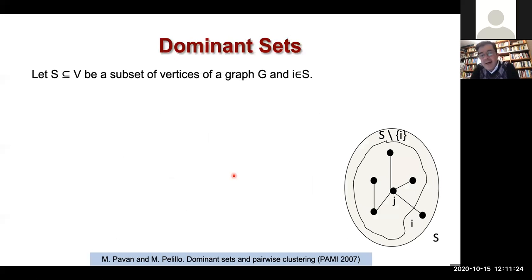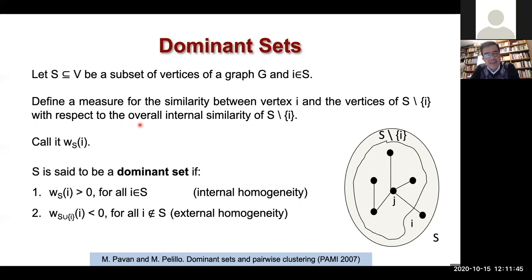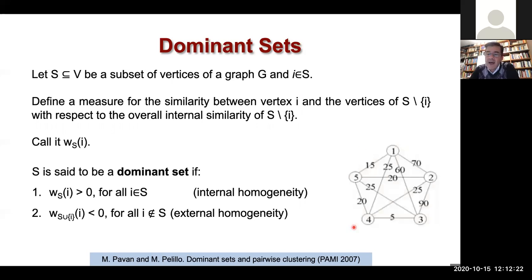Now, this motivates our definition of a cluster, which we call the dominant set. Formally, if S is a subset of vertices in a graph G, and i is a vertex of S, we define this measure, w_S(i), as I mentioned before, and then we declare the set S to be a dominant set if these two conditions hold. The first one says that w_S(i) is greater than 0 for all internal vertices, and this is basically the internal coherency criterion that I mentioned before. The second condition is that this weight should be less than 0 for all external vertices. And this is basically the external incoherency criterion that I mentioned before. So this is one way to formalize the two criteria that should hold for any cluster, the internal and the external criteria. Now, this is an example of a graph. You can see this graph here.